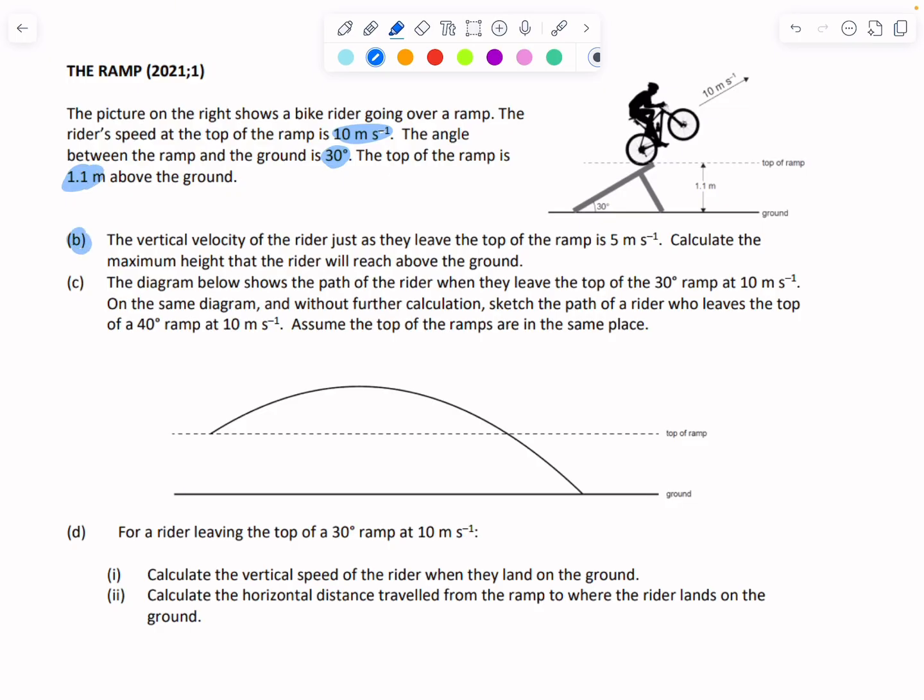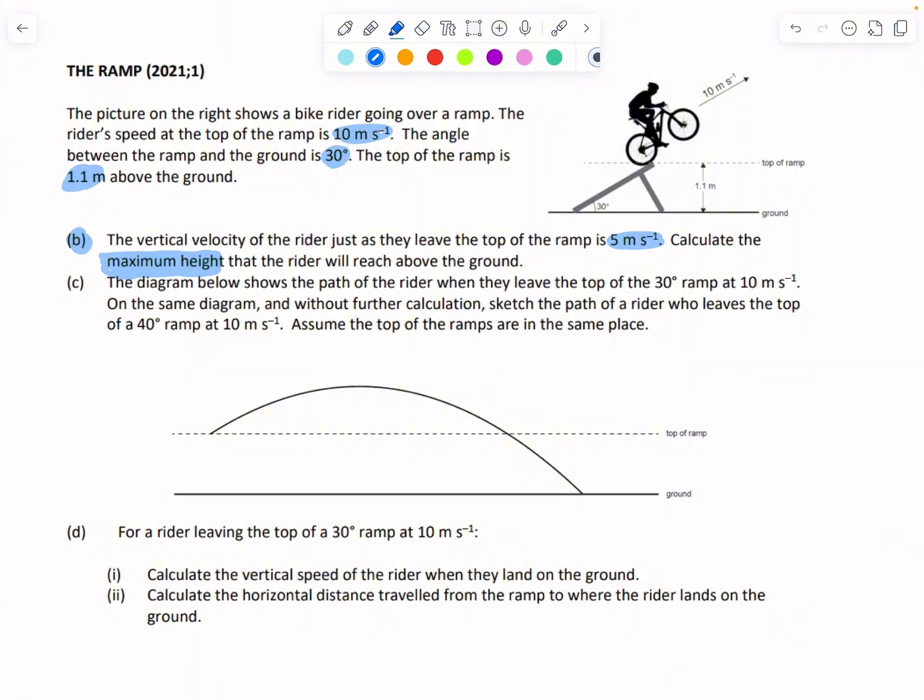B. The vertical velocity of the rider just as they leave the top of the ramp is 5 meters per second. Calculate the maximum height that the rider will reach above the ground.